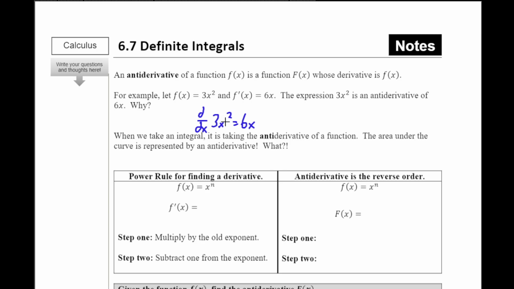It's just backwards. So when we take an integral, we're taking the antiderivative of a function. And the area underneath the curve is represented by the antiderivative. So, back in 2.5, we learned about the power rule. The power rule, if you have a function x to the n power, the derivative is you bring the n down and you subtract the exponent by 1.